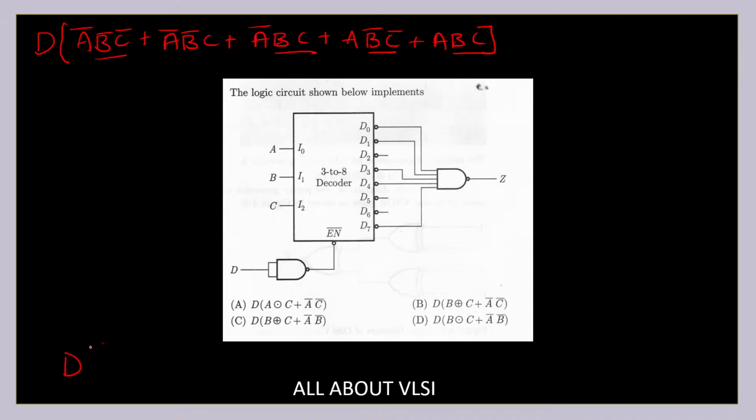So it will be D into B bar C bar plus A bar B bar C plus BC. This is what I'm left with: BC plus B bar C bar plus A bar B bar C. I'm not okay, I'm getting one more extra term C.